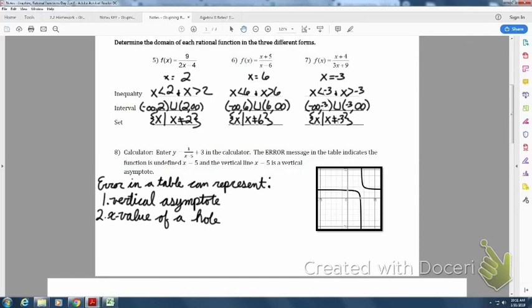So the kind of problem that you would see on this, and you don't have to write this down necessarily, but you may be given a table on a problem.